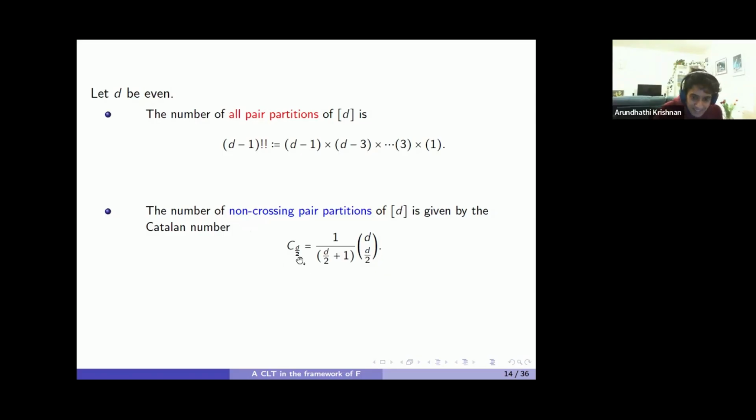So C_{D/2}. This talk is very appropriate for this seminar because C20 is a background. I was just going to say, yeah, C20 is what got me into this meeting. So yeah, the number of non-crossing pair partitions is.